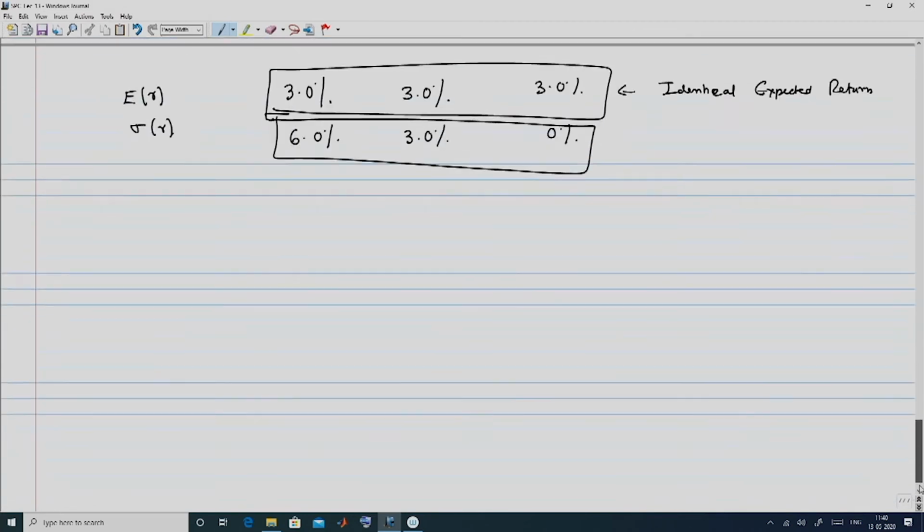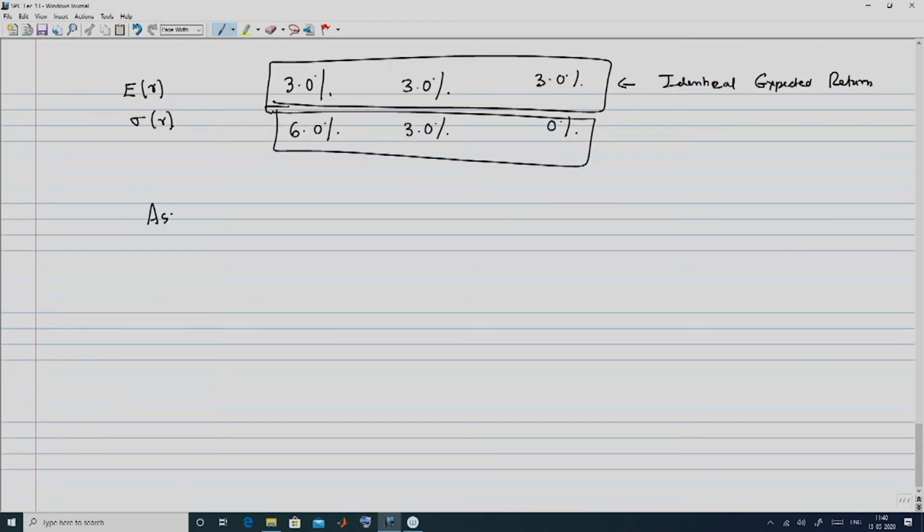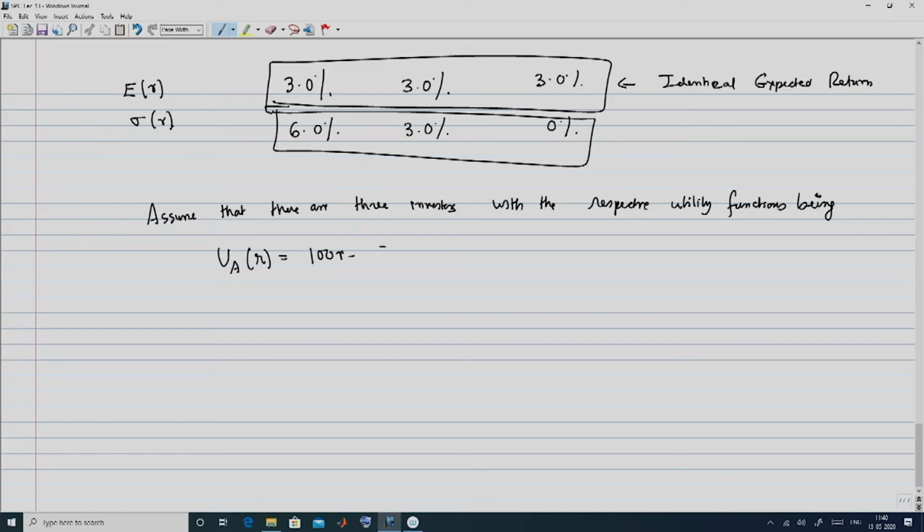Okay, so now we assume that there are 3 investors with the respective utility functions being, so we will give the utility function as UA of R is equal to 100 R minus 50 R square, and this investor, as we will see later, qualifies as what is known as a risk averse investor.